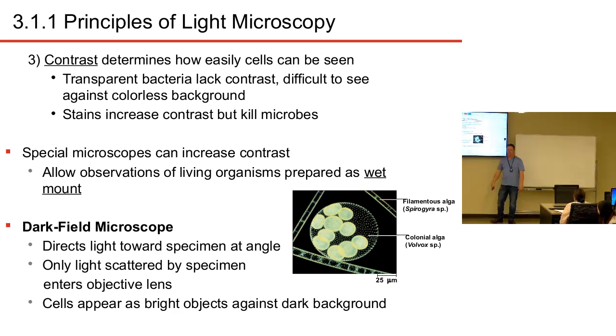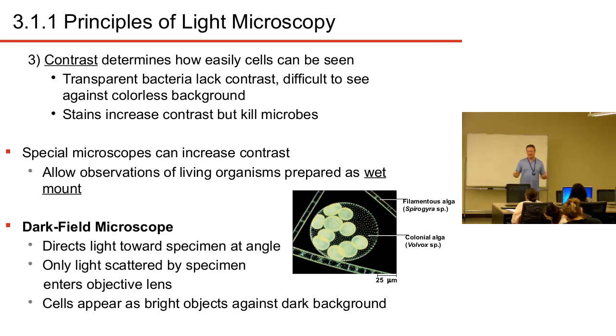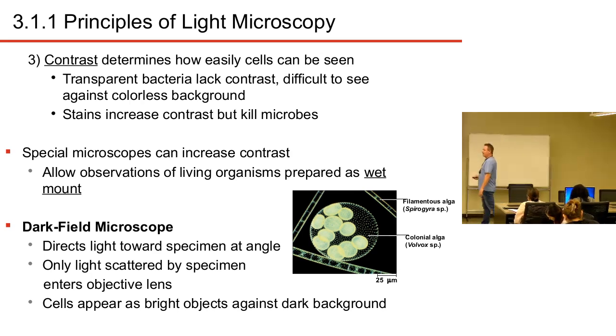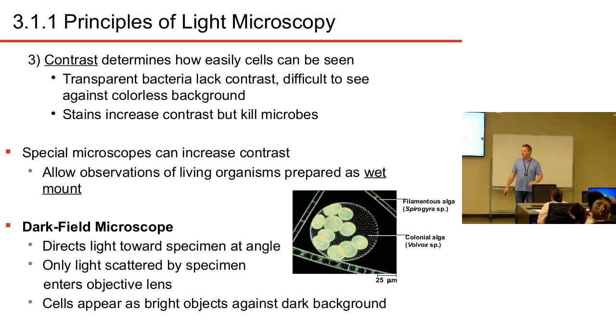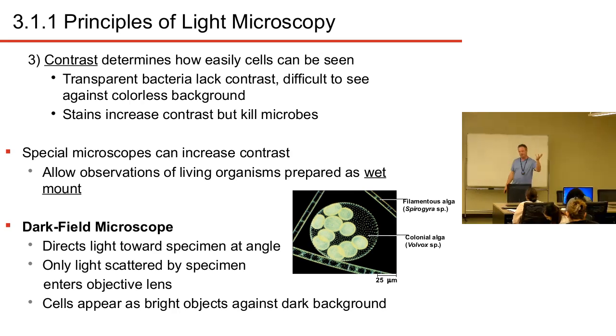Here's dark field microscopes. Dark field microscopes direct the light towards the specimen at an angle. So it's actually changing the way the light is hitting the specimen, and it's going to change the way that it shows up on the image too. The best way to think about a dark field is it flips what used to be light into the dark and what used to be dark into the light.